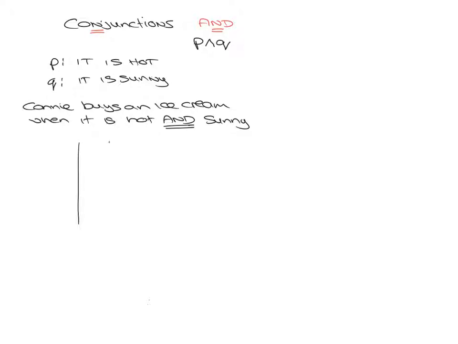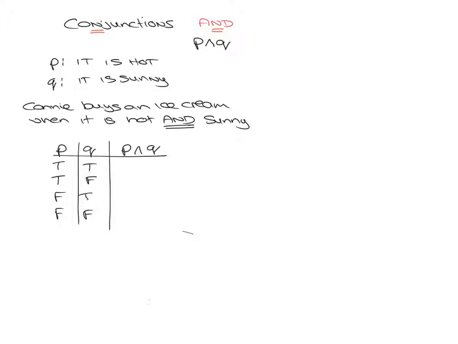Looking at the truth table for this, there's P, there's Q, and there's our conjunction, P and Q. Now we've got to look at all the possible combinations of P and Q. So you could have P is true, Q is true, but you can also have, when P is true, Q is false. Similarly, if P is false, Q can be true, and Q can also be false.